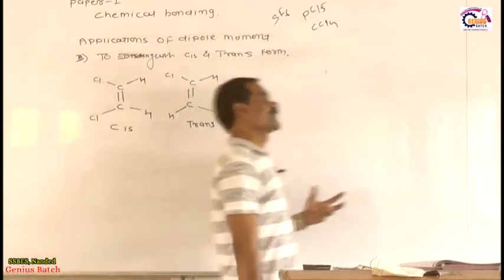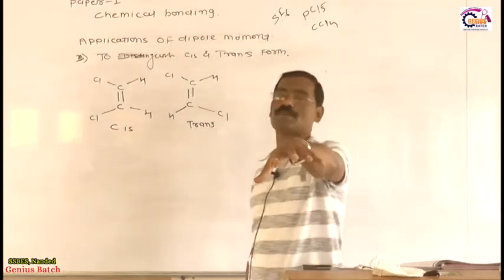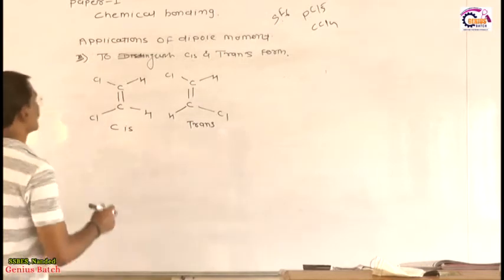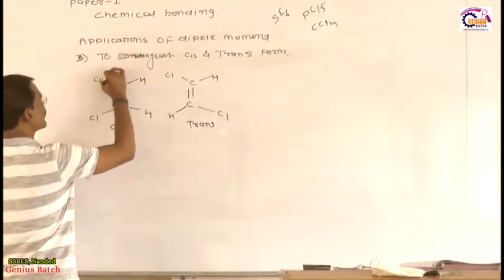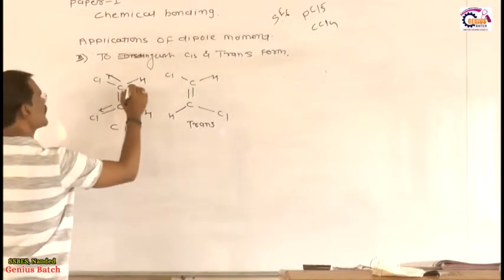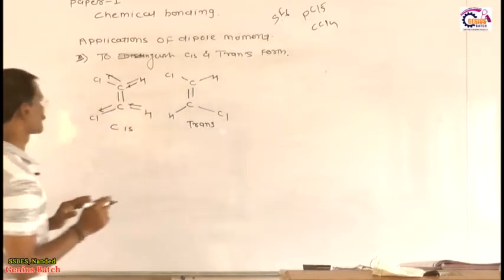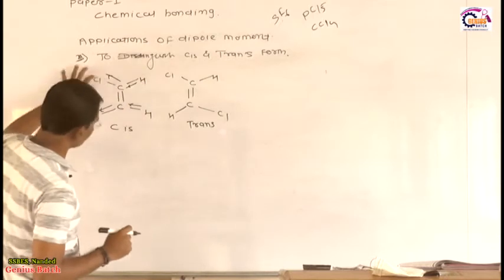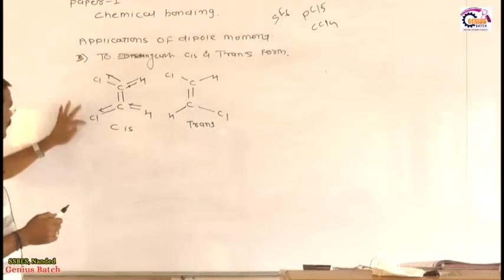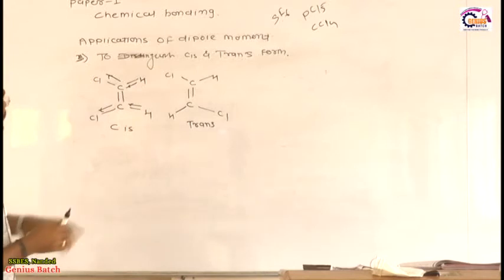Then how to identify cis and trans by using their dipole moment? This concept is very important. Considering the dipole moment phenomenon, the direction is from less electronegative to more electronegative, electropositive to electronegative. In the cis form, both have the same direction and the same sign, so addition takes place of all these bonds.